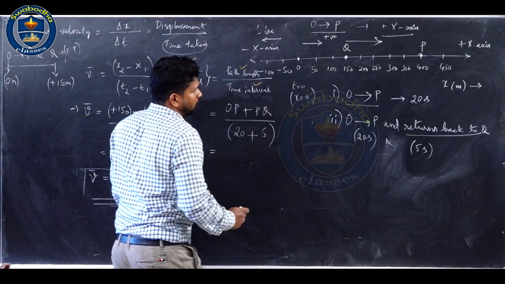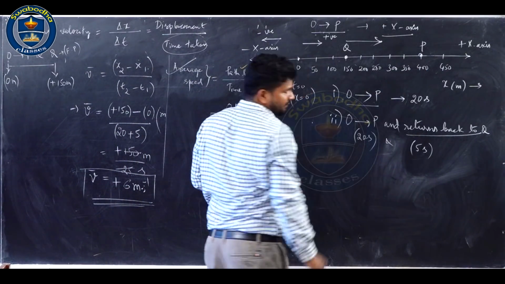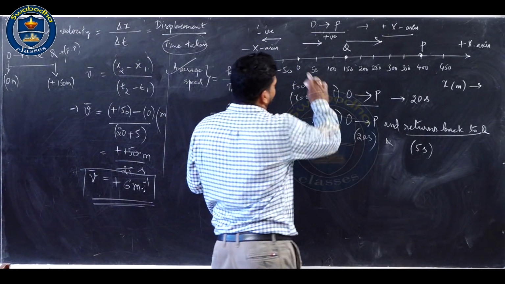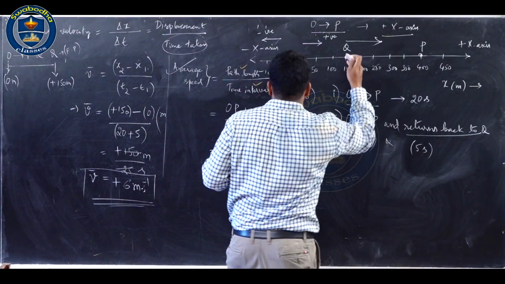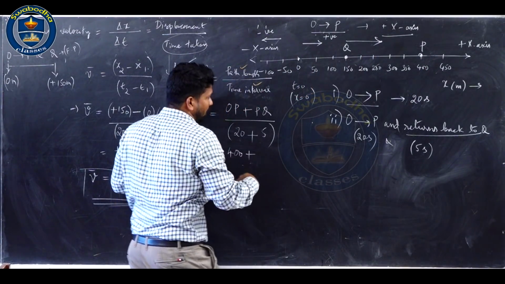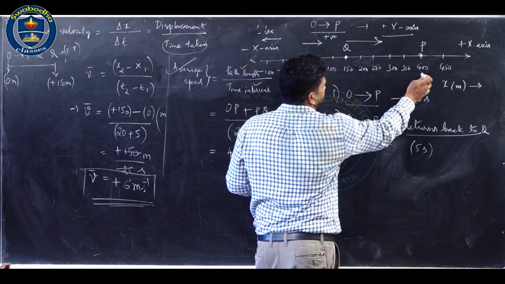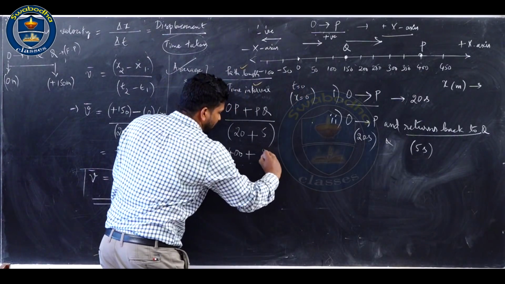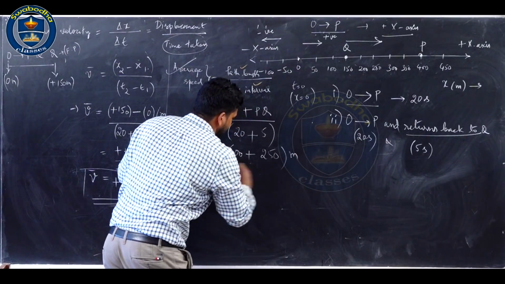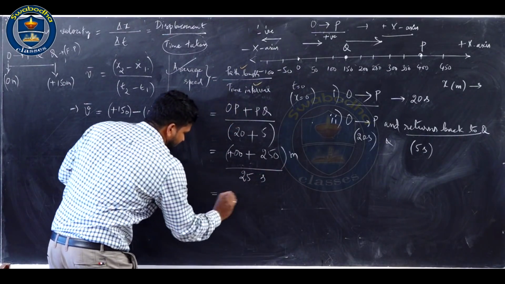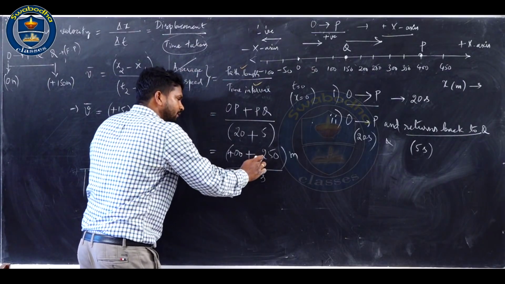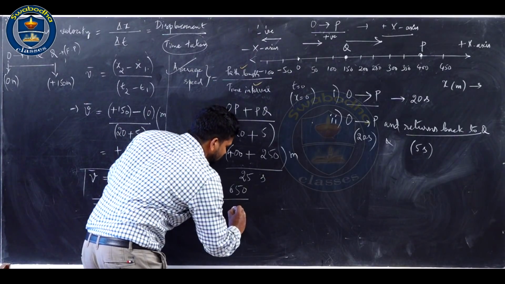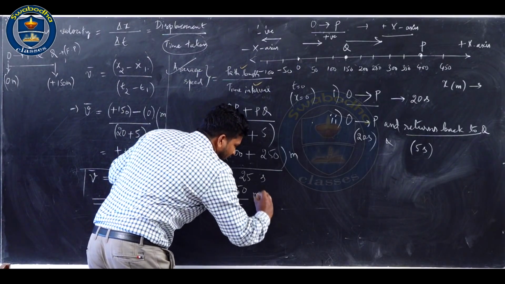OP plus PQ. What is OP? Forget about the sign because it is distance traveled. Forget about the direction. Sign means you are forgetting about the direction. So O to P is 400, and P to Q is 250. Therefore, 400 plus 250, that is 650 meter, divided by 25 seconds. So 650 divided by 25 meter per second.